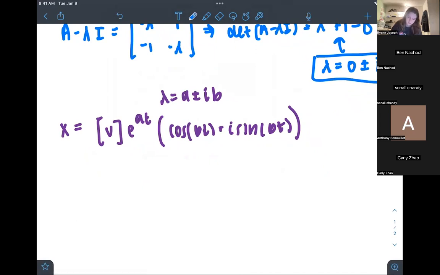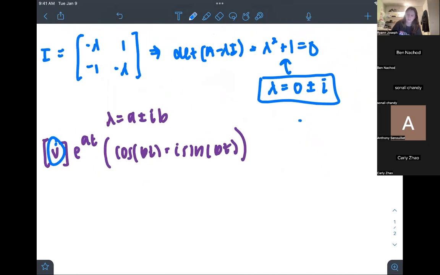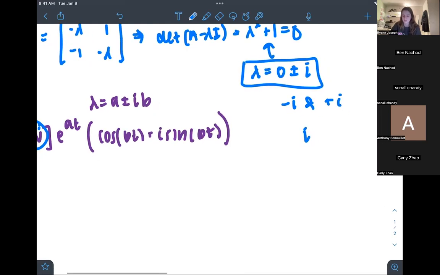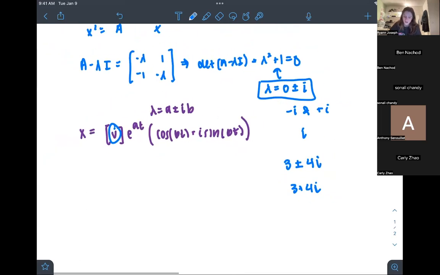Our solution, we need to find our eigenvector associated with this. So when we have complex solutions, technically we have two solutions. We have when we add them together and when we subtract, right? So technically this is negative i and positive i. For these, you only need to choose one of them. I think by convention, it's usually the positive eigenvalue. So just i here. So like if it was 3 plus or minus 4i, you could do 3 plus 4i. And then we solve for the eigenvector with that eigenvalue.